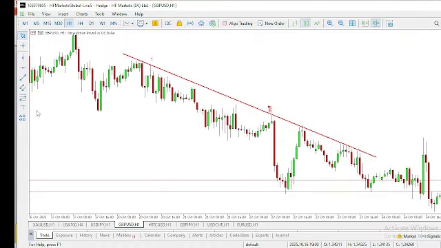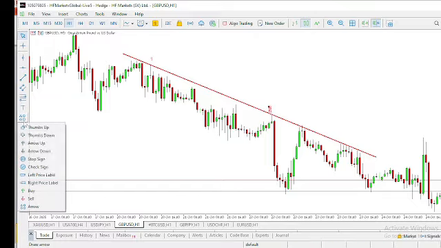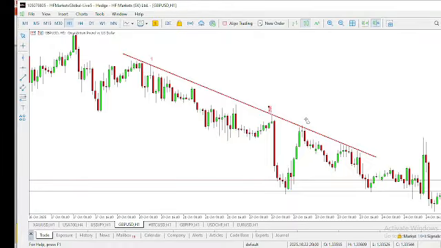Now look at the touch. The third touch is a doji. So at this point is my area of interest. Don't forget that I've already drawn the line from here to here, when the price is still moving around here. So in the future, this is my area of interest.